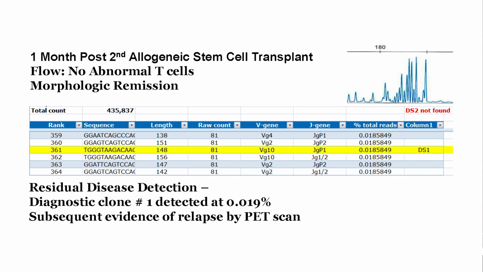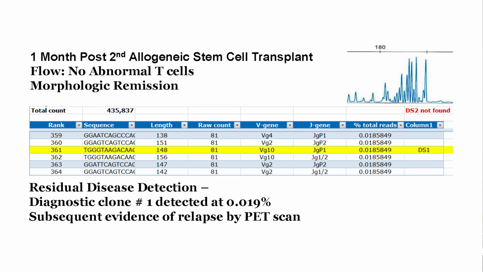In this subsequent sample, which was 1 month after the second allogeneic transplant, at this time the patient has no disease by flow cytometry, and there is no disease by morphologic assessment. However, with the LymphoTrack assay, we do pick up the disease at a very low level. As you can see here, it is 0.01, almost 0.02%. Clearly, with the fragment analysis assay, you just cannot pick up anything like that.